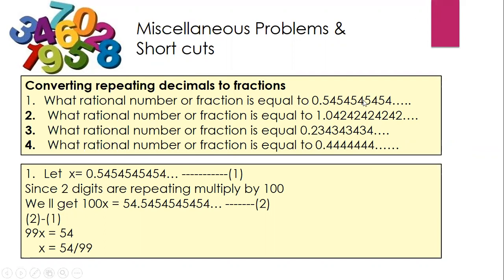When we have a number which is repeating like this, let us assume x is equal to 0.54545454. Since two digits are repeating, we'll multiply that by 100. So we'll get 100x is equal to 54.545454 and so on. When we subtract these two equations, we get 99x is equal to 54. The purpose of multiplying like this is that when we subtract, we need to remove the decimal values, then only we'll get an absolute number. So 99x is equal to 54, or x is equal to 54 by 99.